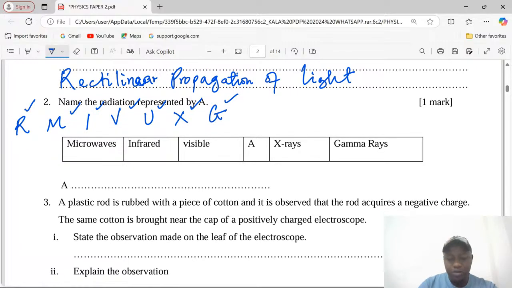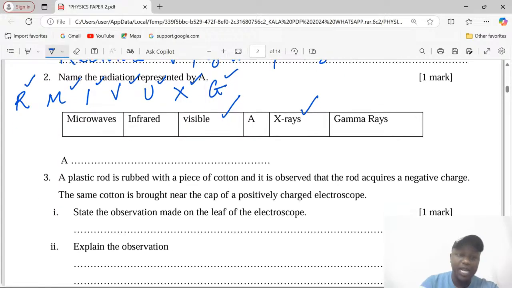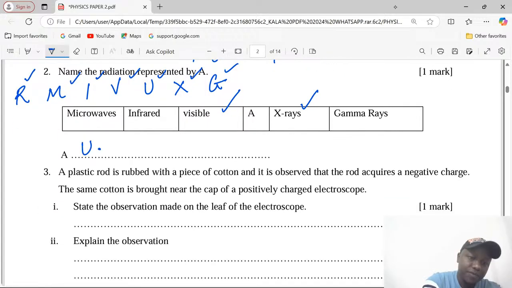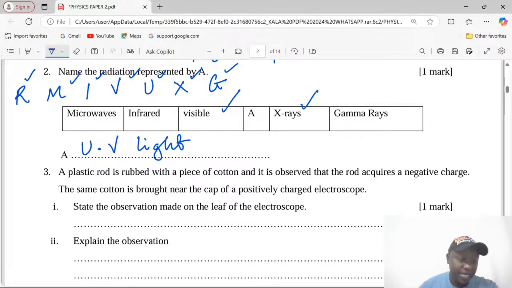So when a portion has been cut and represented in a figure like this, yours is to check. On the left we have the visible light, then X-rays. So which one is supposed to be found? And that is the UV light, the ultraviolet.